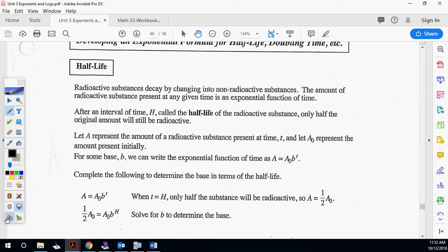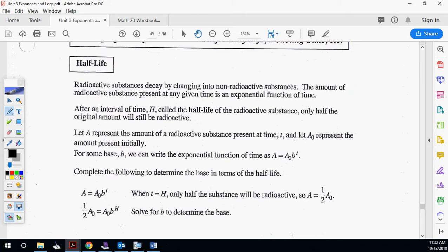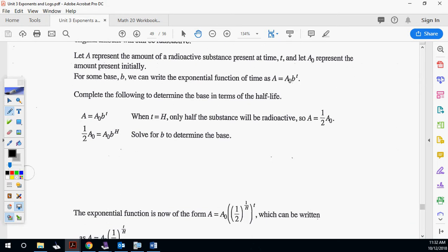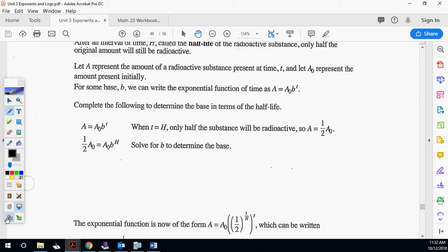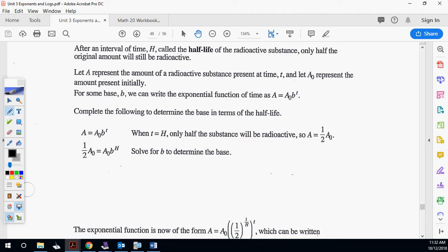We're doing good. All right, half-lives. You probably talked about this in science or biology sometimes. You have a radioactive substance decaying. They use half-life in terms of it's always halving its life, but it's not always completely gone because there's still a little bit there. Essentially, let A represent the amount of radioactive substance present at a time t, and A naught represent the amount present initially. For some base b, we can write the exponential function A equals A naught b to the t. So that's just our normal A.